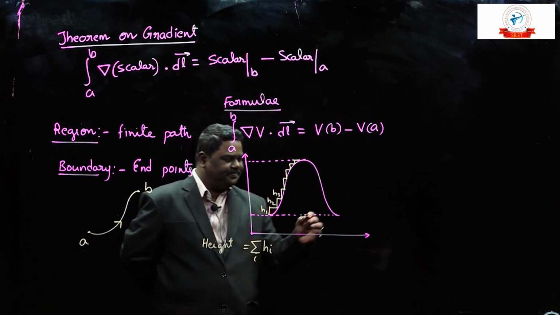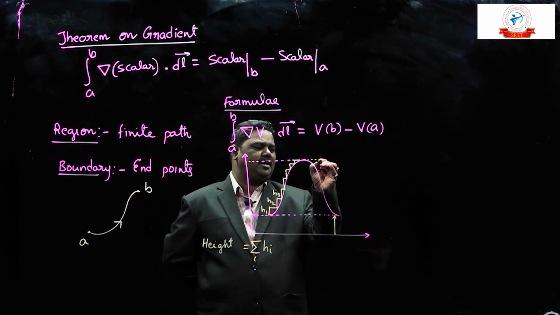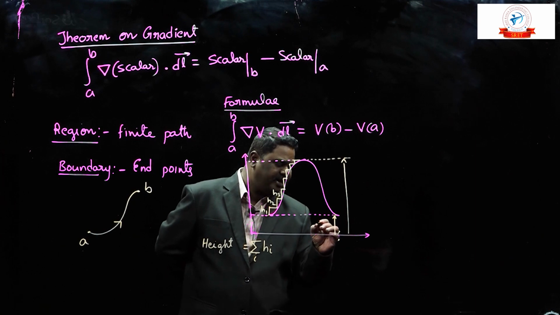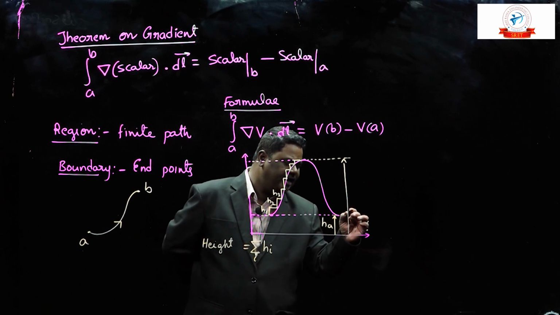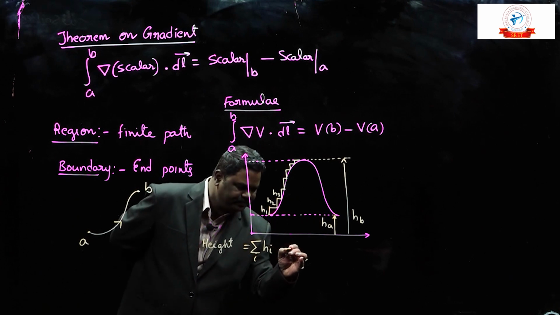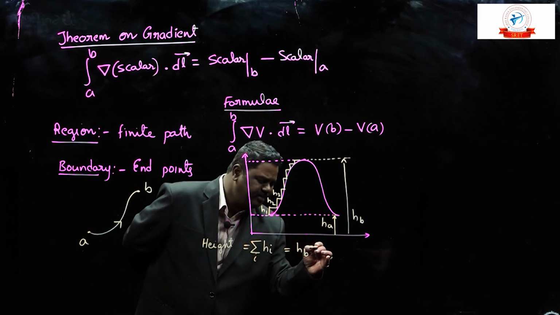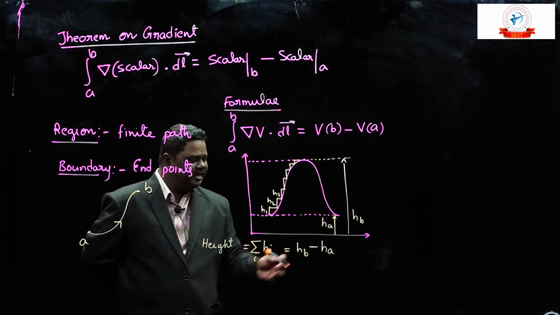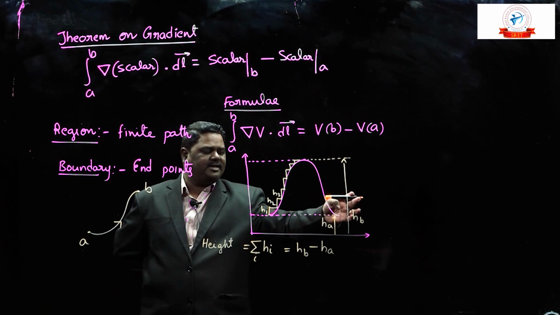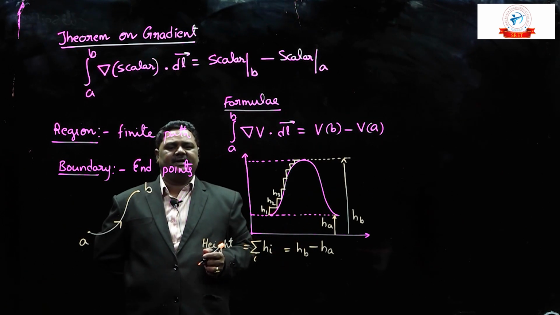There is another way. If you know the start point and end point, or starting height and ending height of this curve, then how do you find this one? You are going to find the ending height HB minus HA. This difference will also give you the height. There are two methods to find the height. One is with the help of addition, another one is with the help of subtraction.